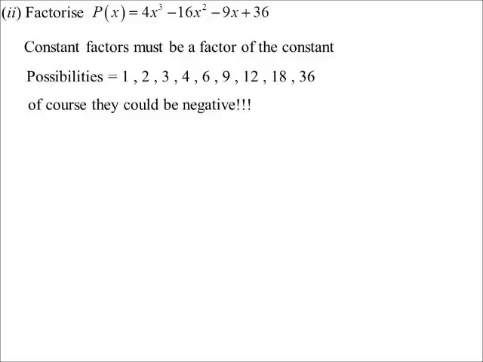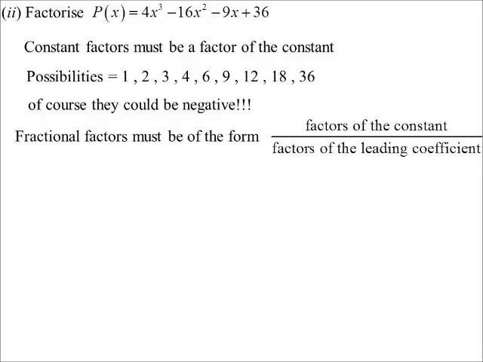But because it's not monic, when I factorise it, it might not be x minus something. It might be 2x minus something, in which case the answer would be something over 2. So all the ones that have that sort of form, that fraction, would be factors of the constant divided by factors of the leading coefficient. And again, I've deliberately picked something that has a couple.